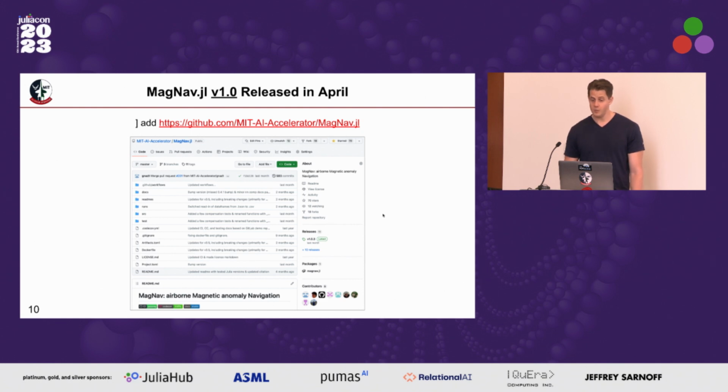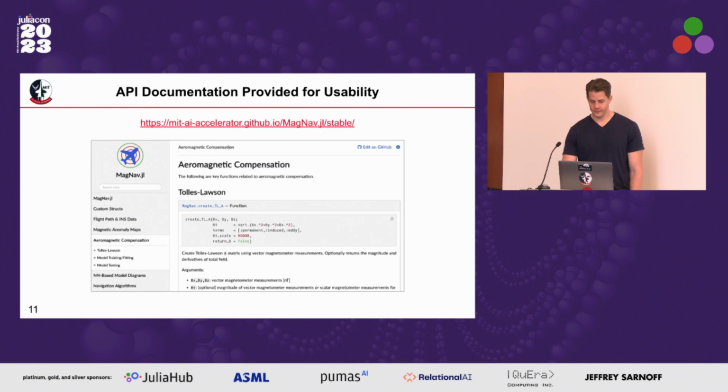And just a few months ago, we released version 1.0. So the code's pretty stable now. We're actually on version 1.1 as of a couple days ago. And it's not currently registered, but it should be, I think actually tomorrow. There's a 3-day waiting period we didn't know about. It was supposed to be registered for this talk, but very soon you can just do add MagNav and it'll just work.